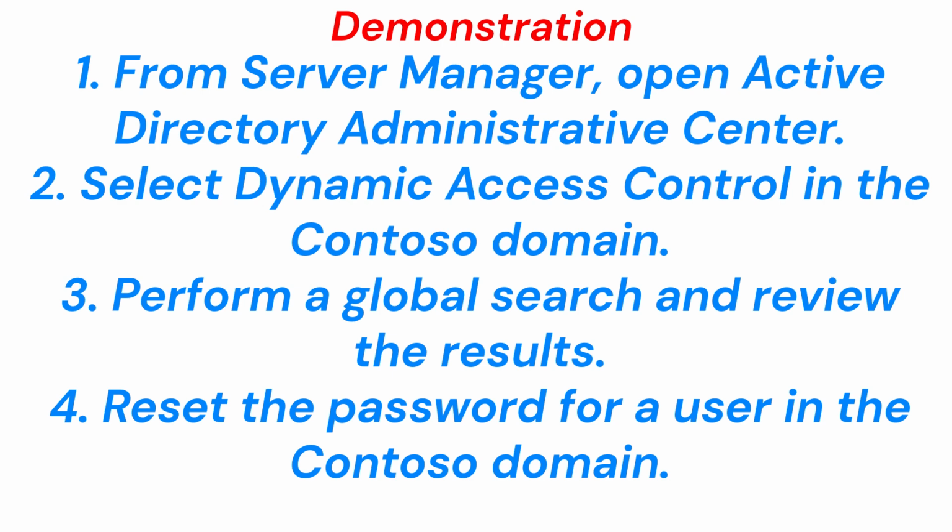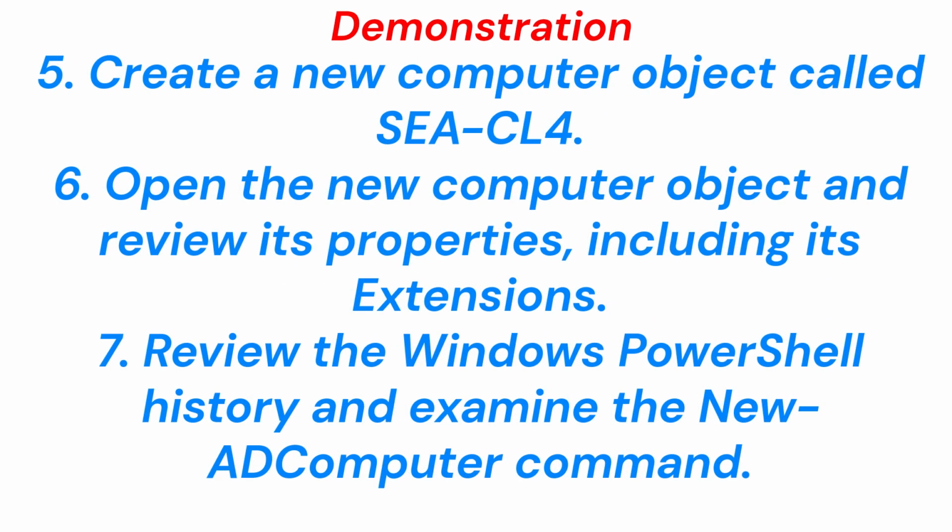The main steps in the process are: 1. From Server Manager, open Active Directory Administrative Center. 2. Select Dynamic Access Control in the Contoso domain. 3. Perform a global search and review the results. 4. Reset the password for a user in the Contoso domain. 5. Create a new computer object called CCL4. 6. Open the new computer object and review its properties, including its extensions. 7. Review the Windows PowerShell history and examine the new AD computer command.